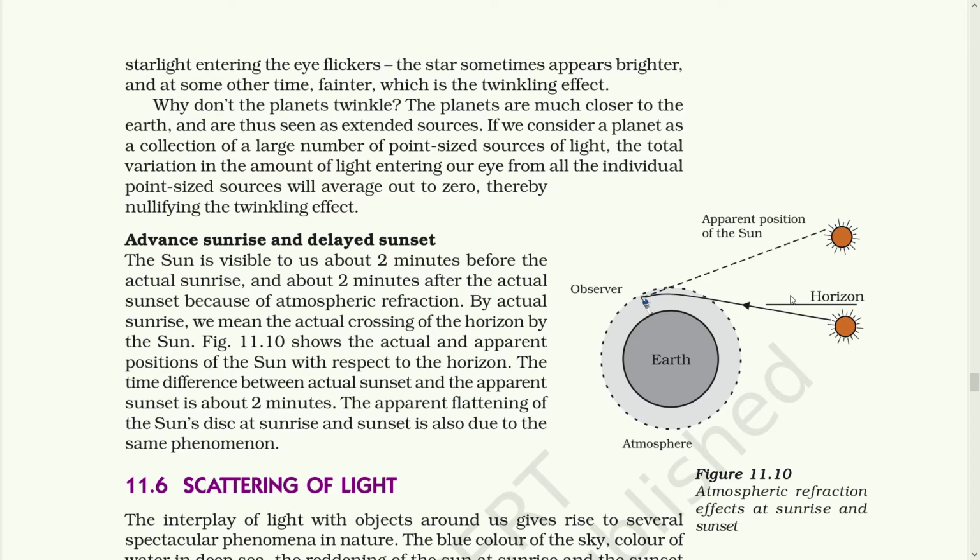Why don't the planets twinkle? The planets are much closer to the Earth and are thus seen as extended sources. If we consider a planet as a collection of a large number of point-sized sources of light, the total variation in the amount of light entering our eye from all the individual point-sized sources will average out to zero, thereby nullifying the twinkling effect. So, dear students, the stars twinkle due to their distance and the atmospheric refraction.